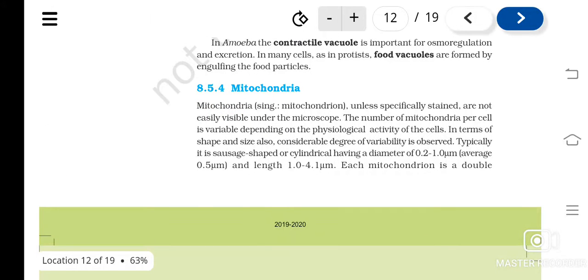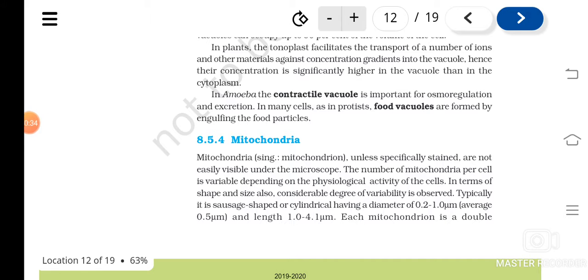Mitochondria can be seen only if they are stained specially. Understood? Means in the cytoplasm, we cannot see them if they are not stained specially under the microscope. Then, how many mitochondria will be there in a cell? That also depends upon the physiological activities.